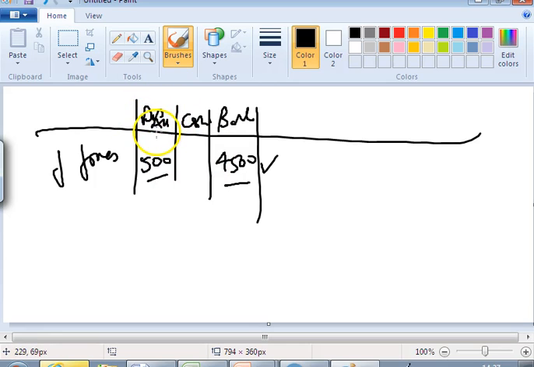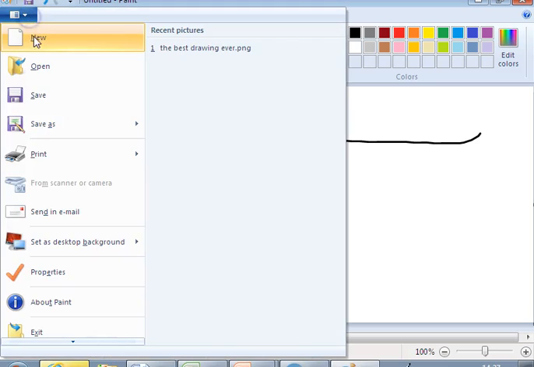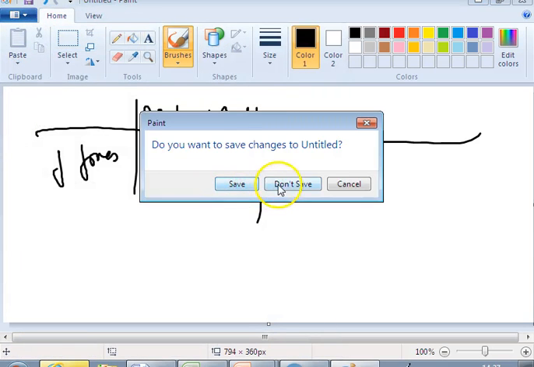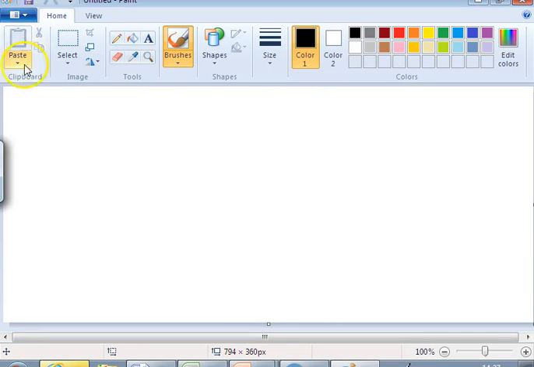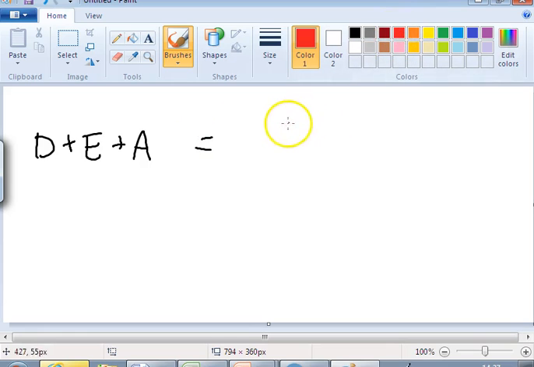Let's look at the discounts received. This is the opposite. This is when you are given a discount. So let's look at the D is equal to C plus A. D plus E plus A is equal to C plus L plus I.